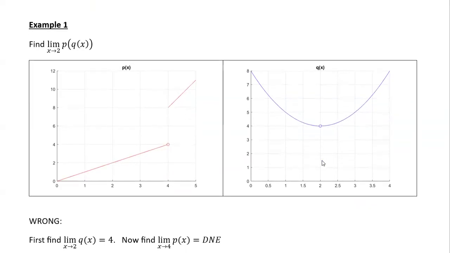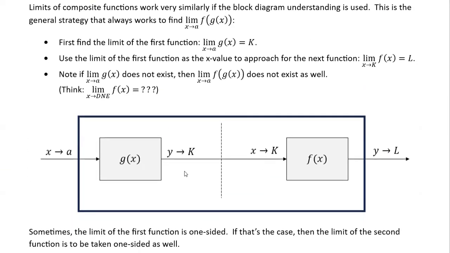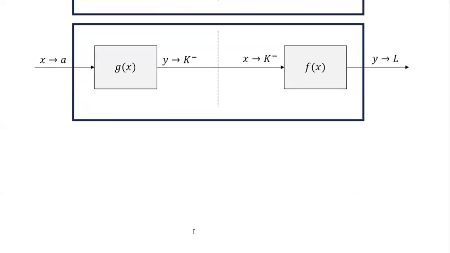Let me even scroll down. So we found this, right? The limit as x approaches 2 of q of x is 4. Now, a lot of students will just say that the limit as x approaches 4 of p of x does not exist, because as we approach from the left, it's 4, and as we approach from the right, it's 8. They don't match, so does not exist. This is not correct, though. We cannot blindly drop this one-sided limit, as I said.